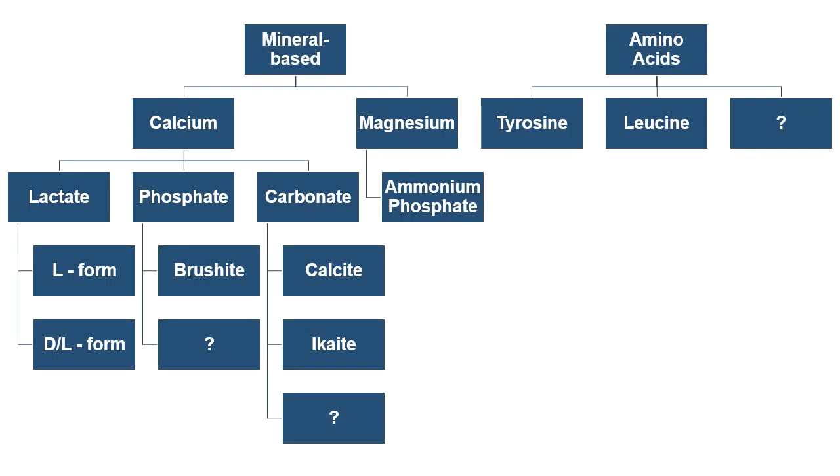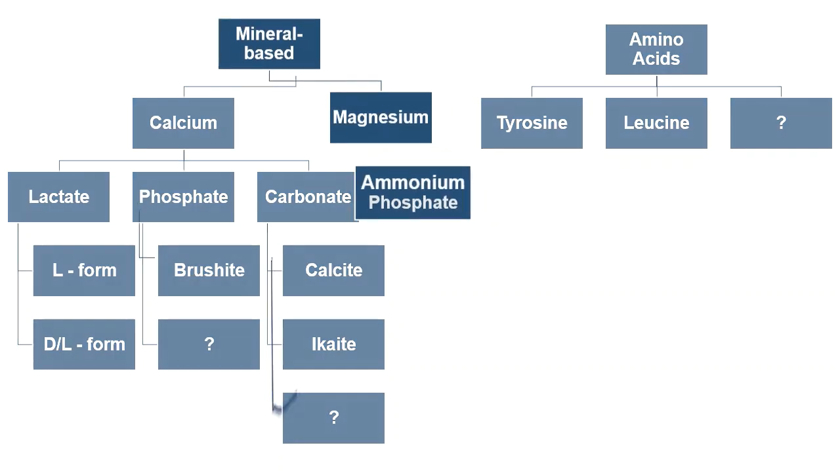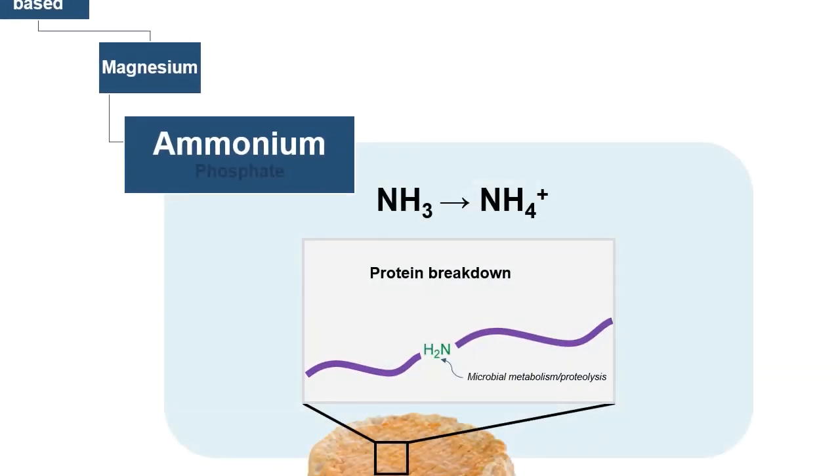Okay, let's get back to the fun and talk about the last few remaining types of crystals. Well, we talked about magnesium, but the specific magnesium crystal of concern for us is magnesium ammonium phosphate. Again, ammonium is just a fancy word for ammonia. Ammonia is NH3. In solution, it turns into ammonium, which is NH4+. But you can just refer to that as ammonia.